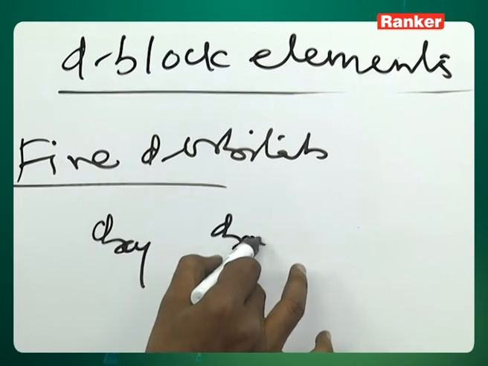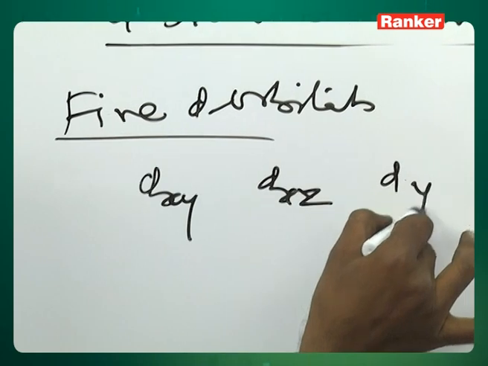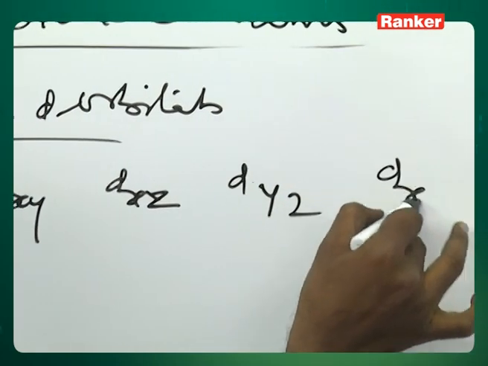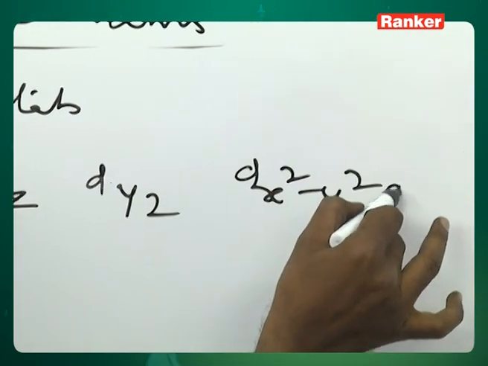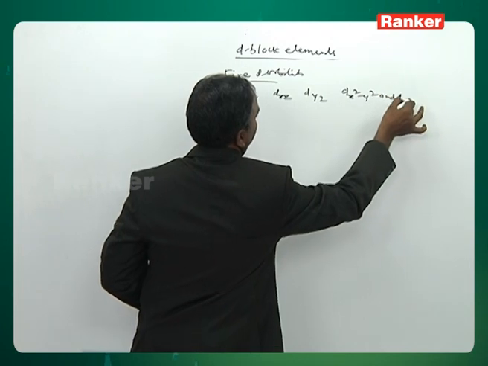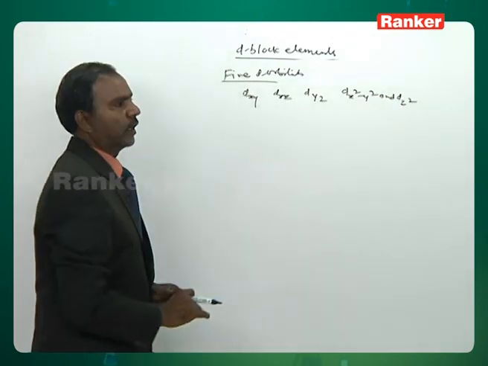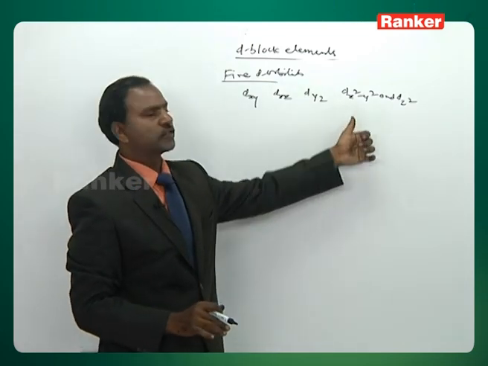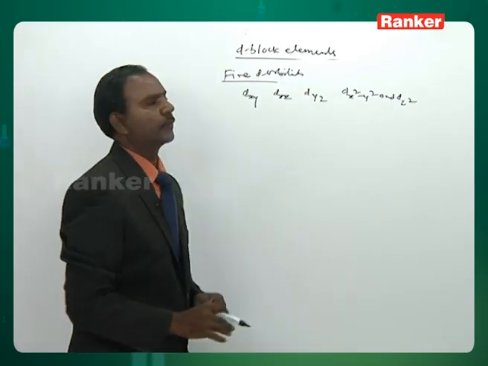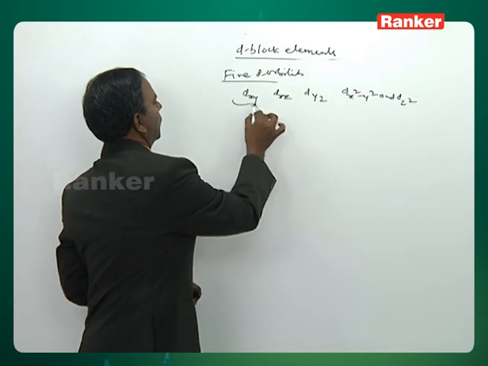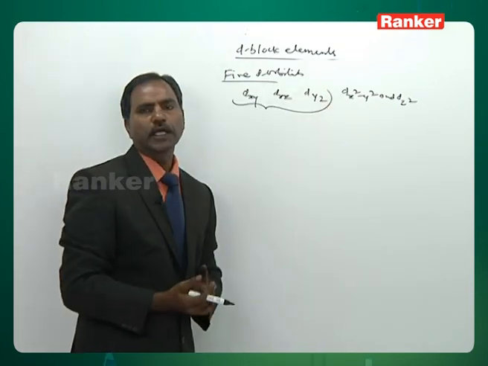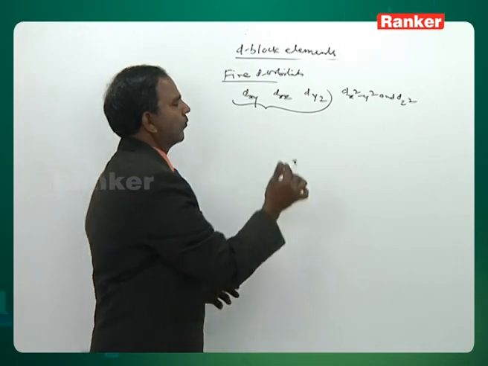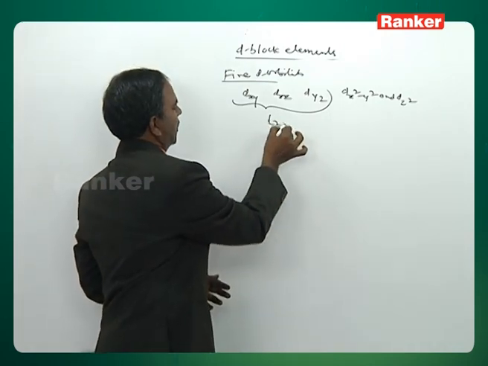The transition metallic hydrides, borides, carbides, nitrides, oxides all come under interstitial compounds. Next, why are d block elements highly capable of forming these interstitial compounds?